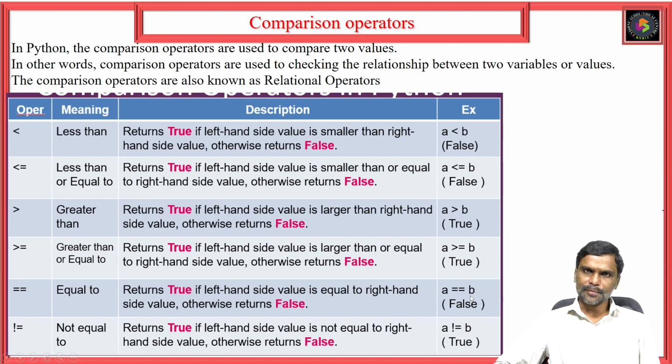Similarly, A is equal to B. As we are taking A is equal to 10 and B is equal to 3, both are not equal. So this is false. Similarly, A is not equal to B. Since 10 is not equal to 3, it is true. These are called comparison operators, or these are also called relational operators.